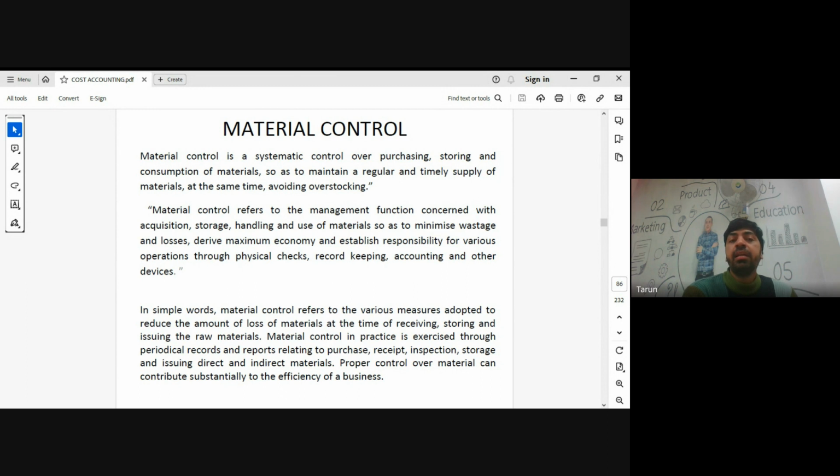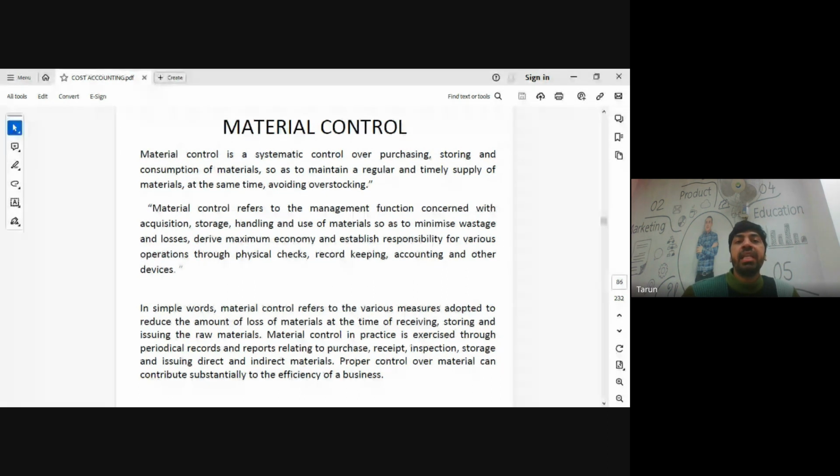All right, I think I will start the session. Let's start with material control, the topic that we begin from the second session.